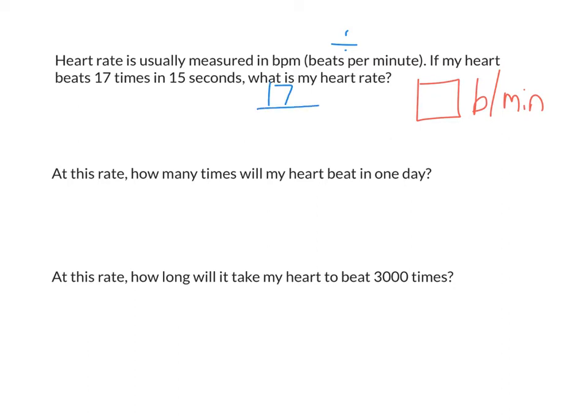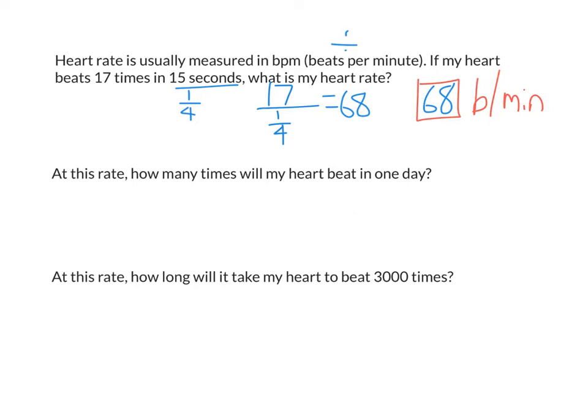Now, what makes this a little harder is 15 seconds isn't a minute. You have to convert that to minutes, and you should know that 15 seconds is 1/4 of a minute. So I actually divide 17 by 1/4. 17 beats in 1/4 of a minute. It's the same as 17 times 4. Dividing by a quarter is the same as timesing by 4, and you get 68. So that means at this rate, my heart beats 68 beats per minute. In other words, every minute it beats 68 times.